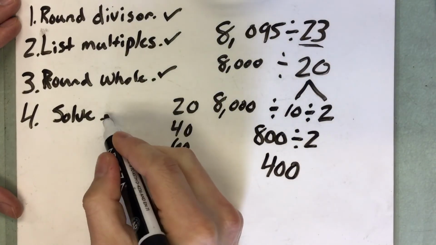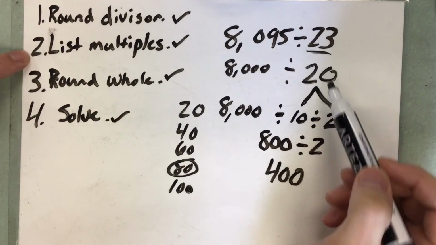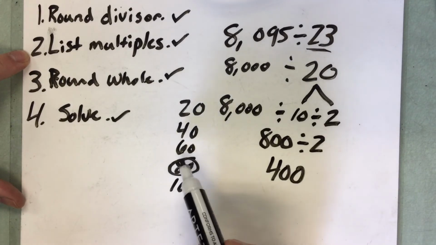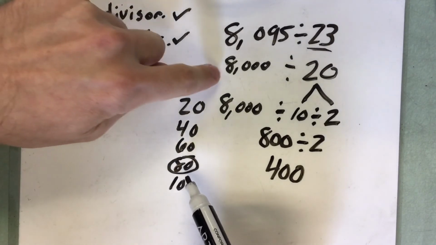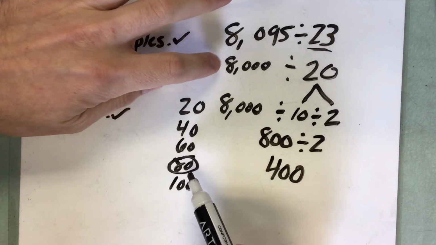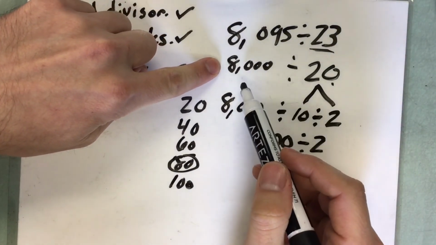So we have rounded our divisor from 23 to 20. We listed multiples. What's different about today is we're not going to get the exact number here. We're not going to get close to that 8,000, but I knew 80 gave me a pretty good idea of what I could do. I can change this number to 8,000 because 20 will go into 8,000.